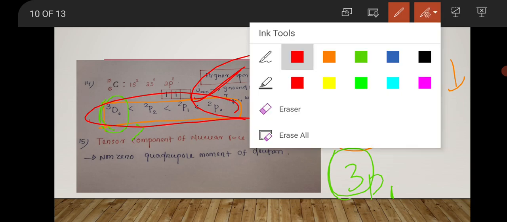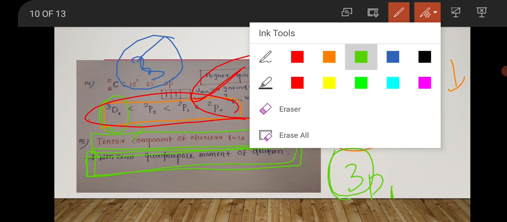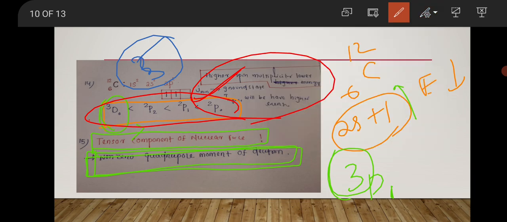Then there is an easy 5 mark question. This is for the 5 mark question. Okay, then there is an easy question from nuclear physics: the tensor component of the nuclear force. The existence of the tensor component of the nuclear force is confirmed from the non-zero quadrupole moment of the deuterium atom. Okay, so this was option B. So this is the correct answer to the question. This was for part C of the question paper, carrying 5 marks.